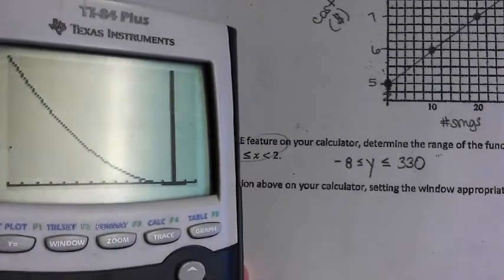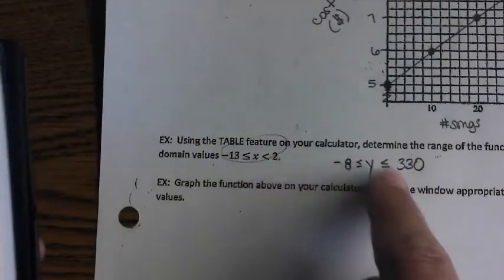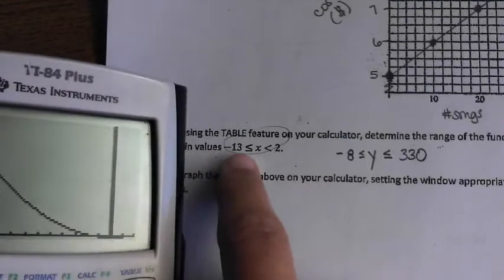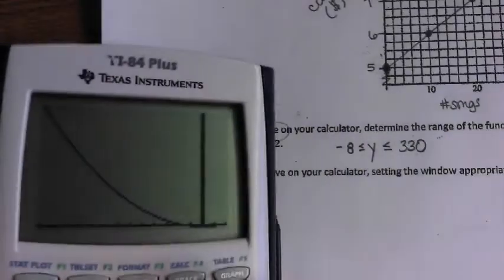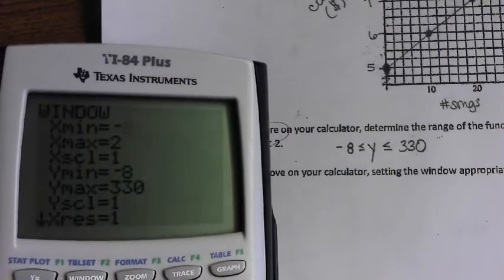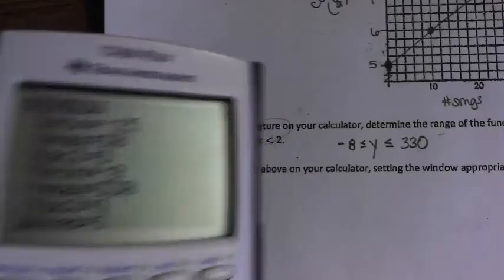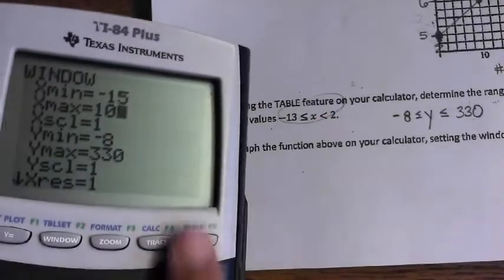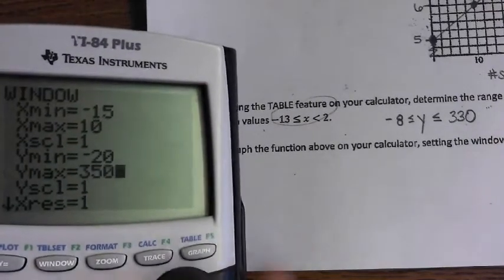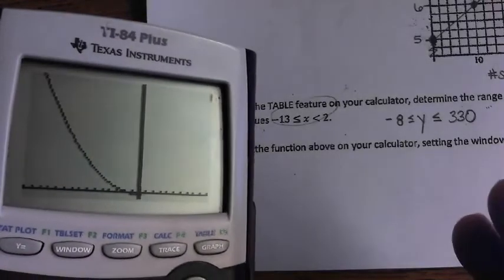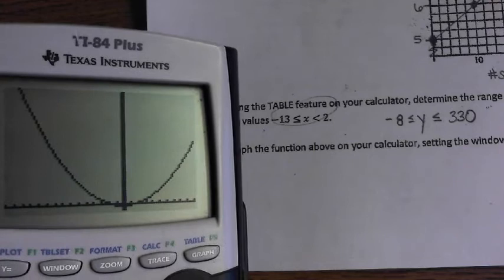Now, I picked my X-mins and maxes, my Y-mins and Y-maxes to fit this bill exactly. You can always go a little bit lower and a little bit higher, just to get a better look at what happens. Like if I go -15 to 10, at least I'm encompassing this entire span. And then I can go -20 to 350, and it will show me something slightly different, but at least I see the whole structure of the graph. You see the parabola a little bit more clearly now.